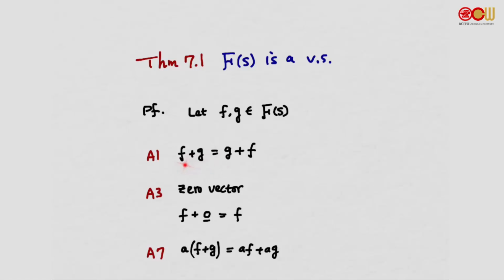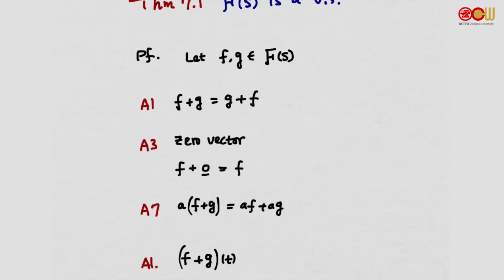So for A1, we need to show that the sum of f and g is the same as the sum of g and f. For A3, there exists a zero vector, so that the sum of f and the zero vector is the same as f itself. Here we will use the notation of vector and function interchangeably with the understanding that f function is a vector here. And A7, if we scale the sum, it's the same as the sum of the scaled multiples.